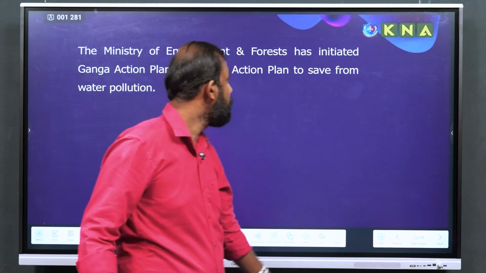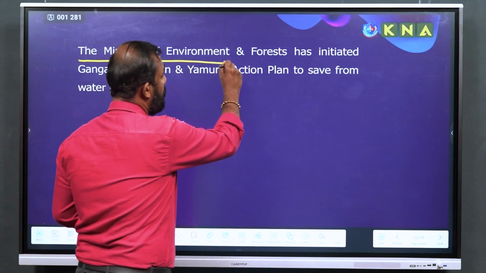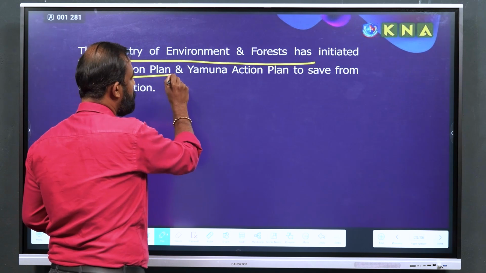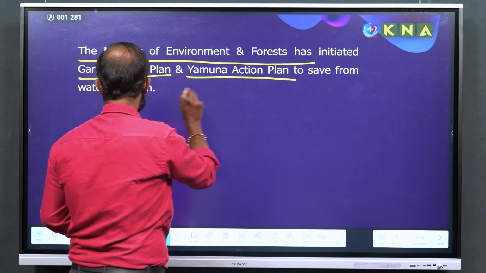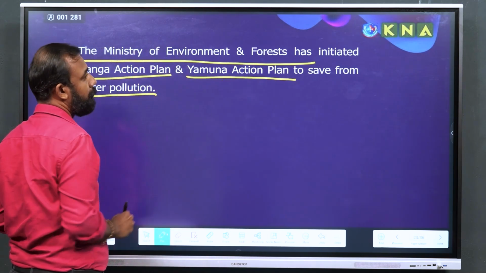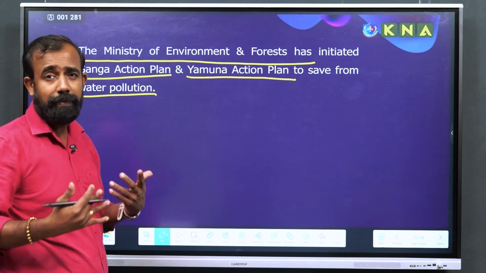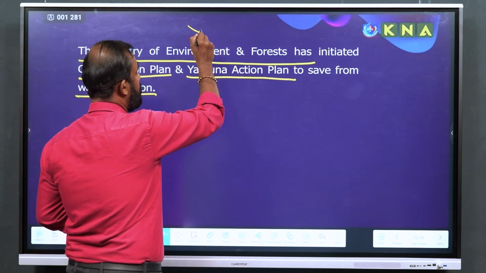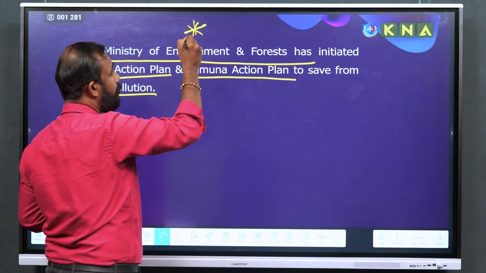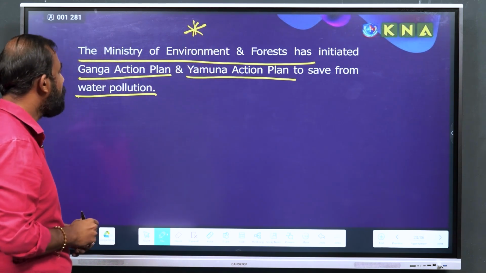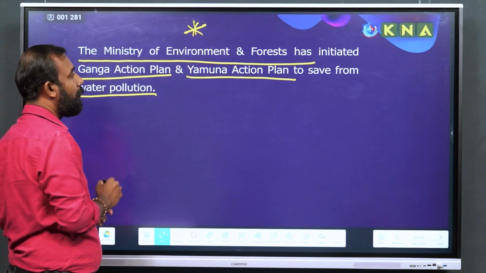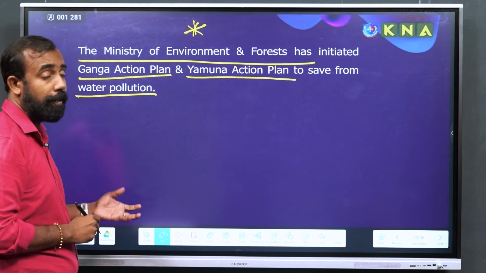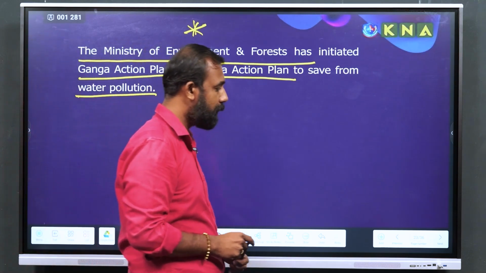It's very important. The Ministry of Environment and Forest has initiated the Ganga Action Plan and the Yamuna Action Plan to save these rivers from water pollution. Clear? Yes.